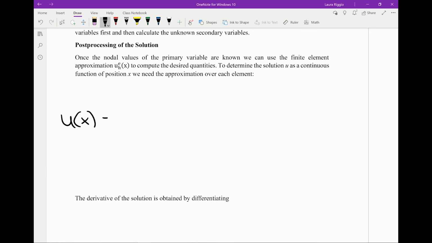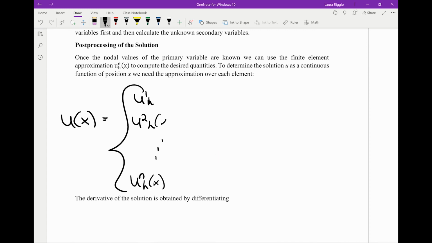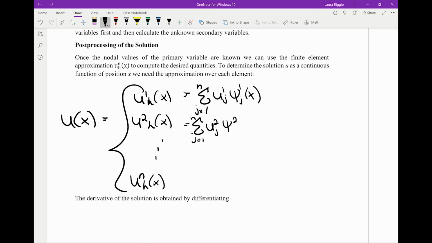So we would have u of x is equal to u1h, u2h, unh, which is our sum from j equals 1 to n, uj1 psi 1, and so on.